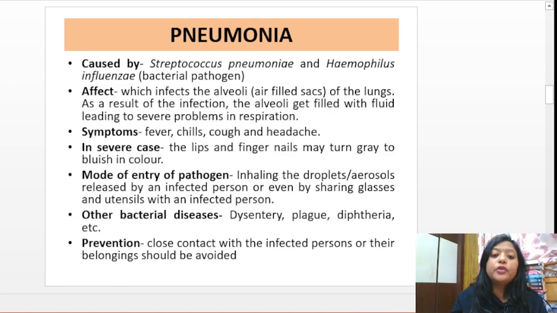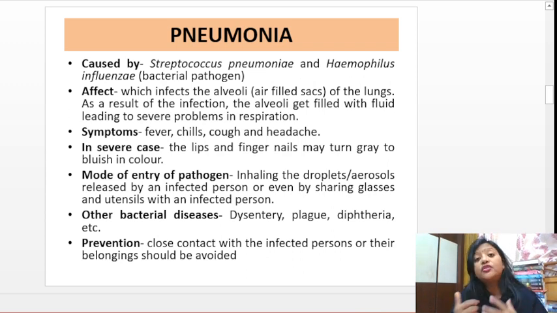Next is pneumonia. Pneumonia is caused by bacterial pathogens called Streptococcus pneumoniae and Haemophilus influenzae. These are two bacterial pathogens which cause pneumonia. Pneumonia is very common in human beings. What is happening is that the alveoli in our lungs get infected. How? They get filled with fluid, which will stop you from breathing properly and cause problems in respiration.